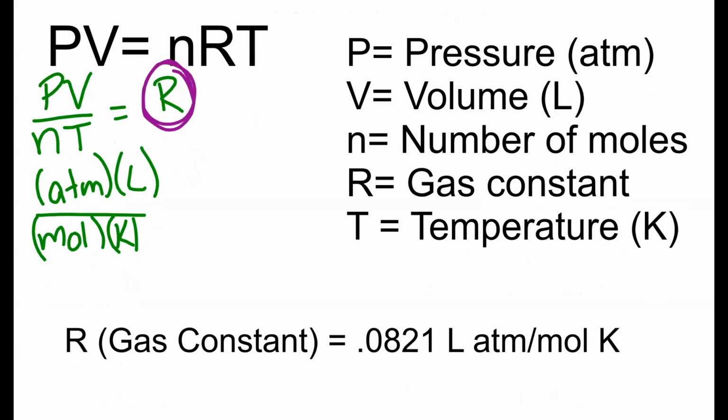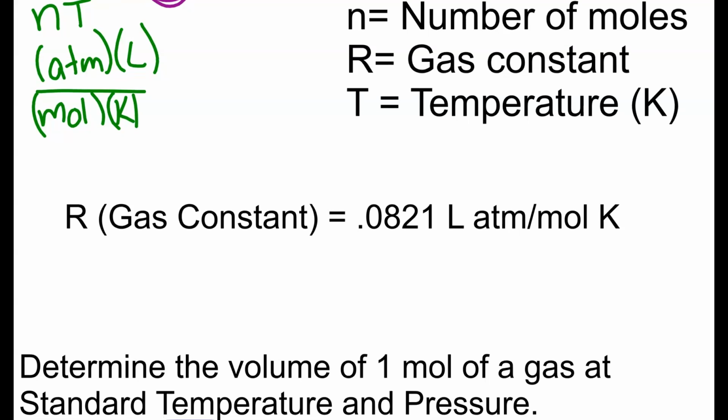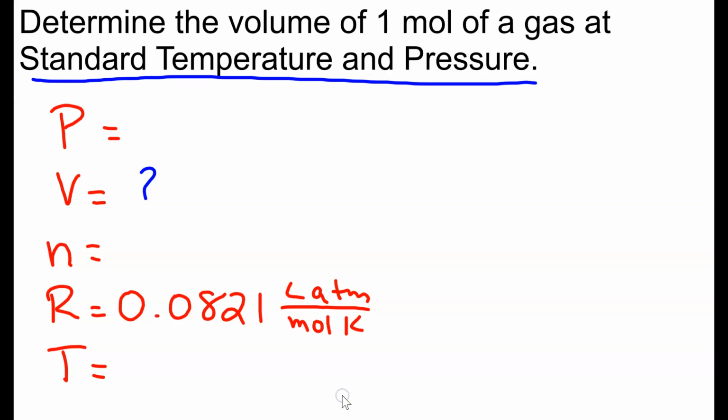So what I would like you to do is determine the volume of 1 mole of a gas at STP, at standard temperature and pressure. All right, so I've made my list, and since pressure times volume is equal to the number of moles times our gas constant times the temperature, I wrote them in order. P times V is equal to N times R times T. So let's think about this. We're at standard temperature and pressure.